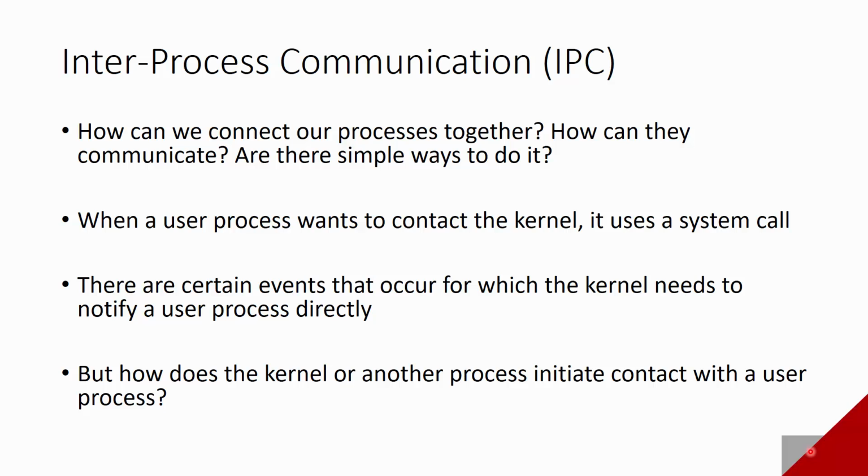Well, when a user process wants to contact the kernel, it's going to use a system call. So that would be you're writing a little program and you want it to do something like open a file or write data to a file. You would make a system call and ask the operating system to do that for you because your individual process doesn't have permissions to do that.